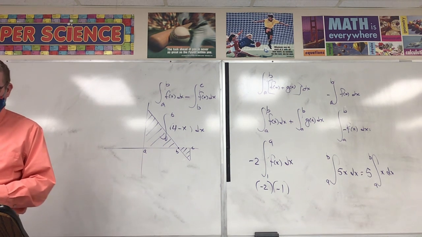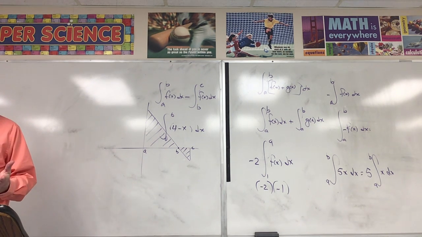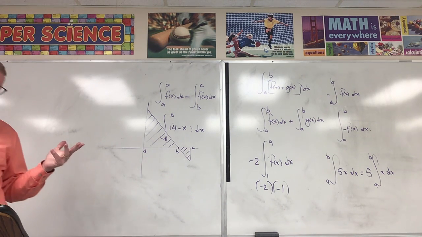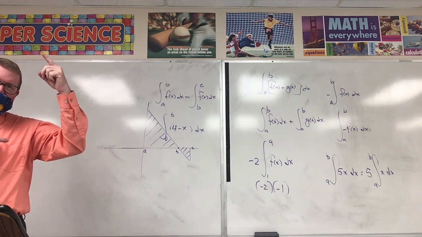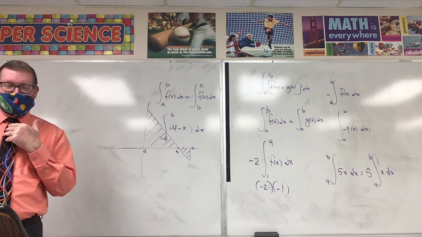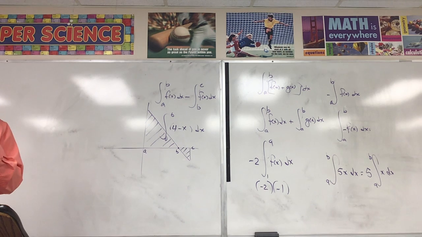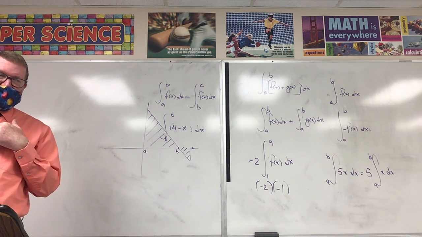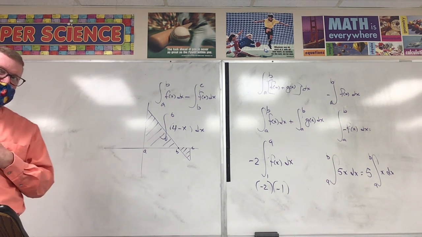Letter D. The integral from 9 to 1, f of x dx. Well, what happened to the limits here? We switched them. So therefore, what happens to the integral? We're going to make it the opposite. So the integral from 1 to 9 was negative 1, so the integral from 9 to 1 would be 1.